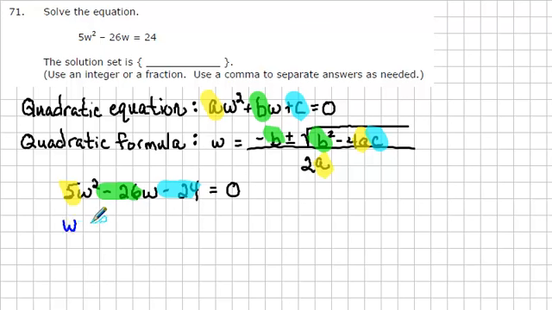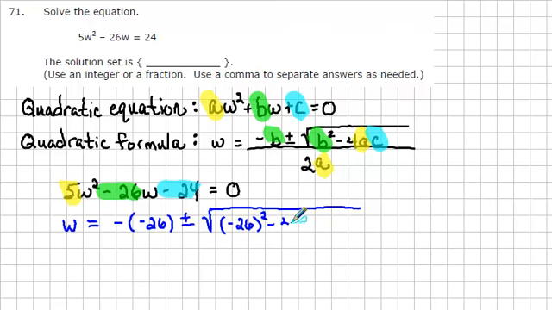So we have, using the quadratic formula, w is equal to the opposite of negative 26 plus or minus the square root of the square of negative 26 minus 4 times the a value of 5 times the c value of negative 24, all over 2 times the a value of 5.